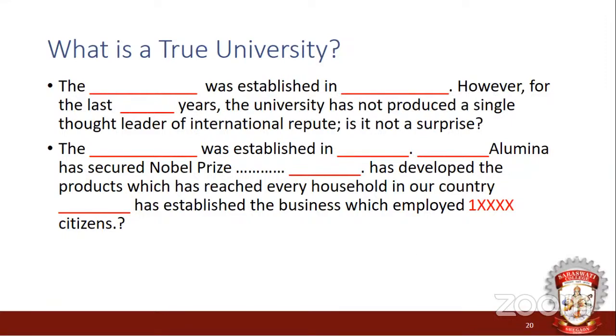statement, the university or college was established in year so and so. It has 100 alumni, let's say, who have secured a Nobel Prize or any prize of that repute, have developed 1, 2, 3, 4, 5 products that have reached every household in our country, or have established a business which has employed a minimum of 10,000 or more citizens. Just try to fit the institute you know or your own institute into the second statement as well.